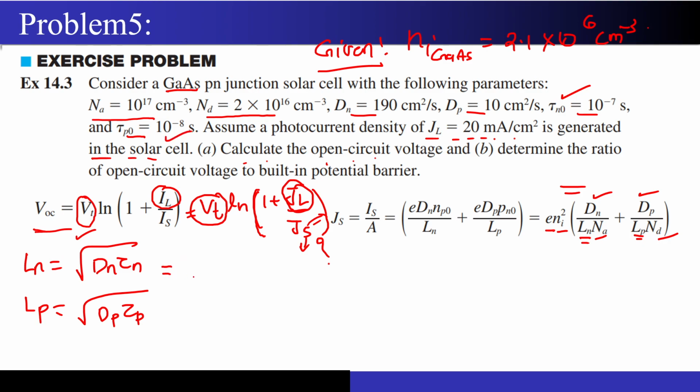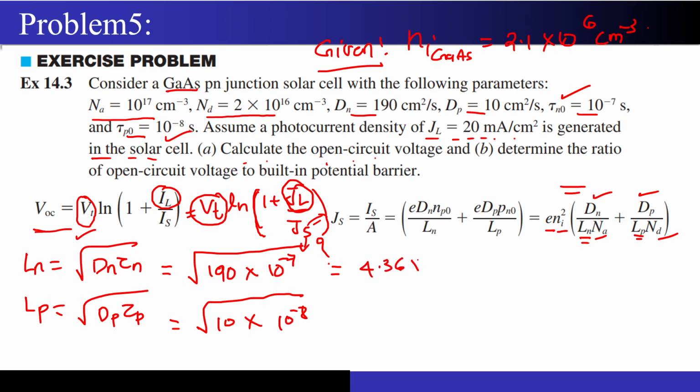So now let me substitute over here. Root of, what is the value of Dn that I have? 190. What is the value of tau n? 10 to the power minus 7. So this is the value of Ln that I have. And what about the Lp? What is the value of Dp? 10. And what is the value of tau p? 10 to the power minus 8. So we calculate the value of Ln, and it will come out to be around 4.36 into 10 to the power minus 3 centimeter. The value of Lp will come out to be 3.16 into 10 to the power minus 4 centimeter.